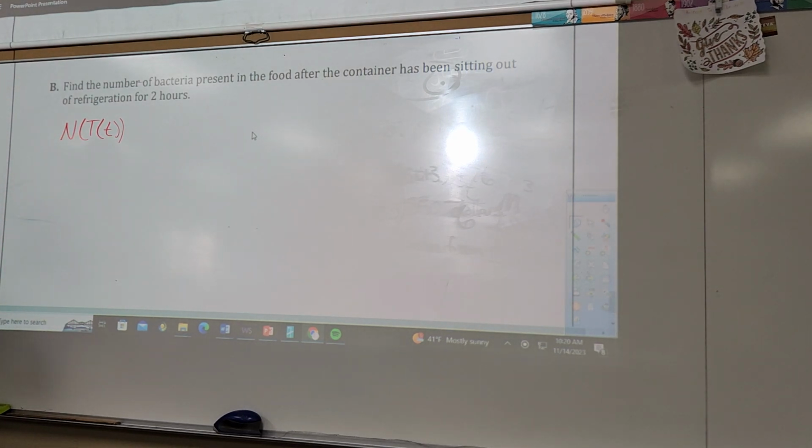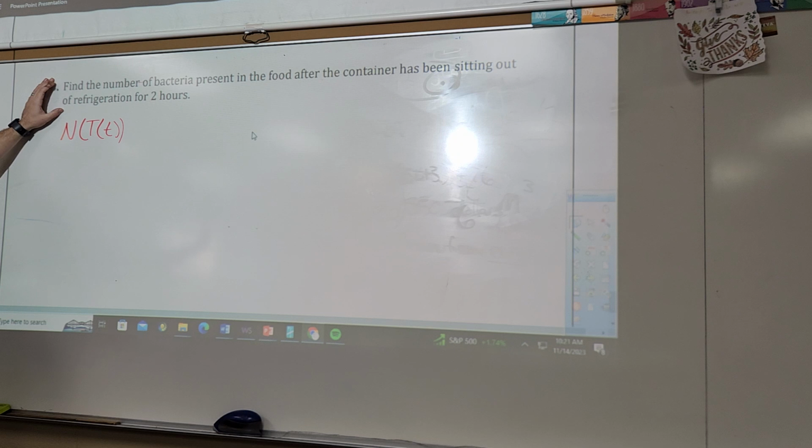Now, what if it asked me to find the temperature? Then which one would I do? T of T. Now, could I do T of 2, get an answer, and then plug it into my N? Yeah, I could, right? But why do that? We already have that equation made. Does that make sense?